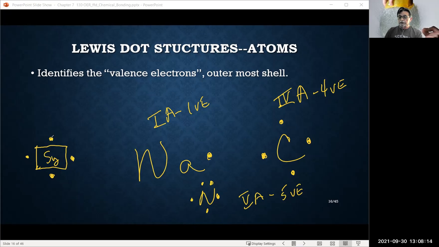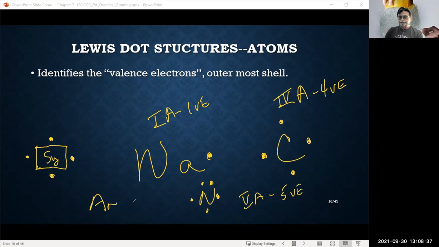Now, whether I start on top of the box, to the side of the box, makes no difference, okay? Start any side of the box that you want. Just put your electrons on there. When the 4 sides are full, then we continue to go around. There's 2 dots per side until we fill it up and we get to, let's say, argon.